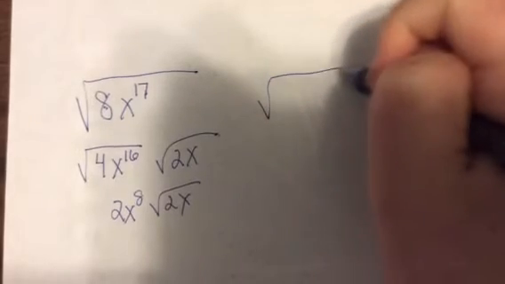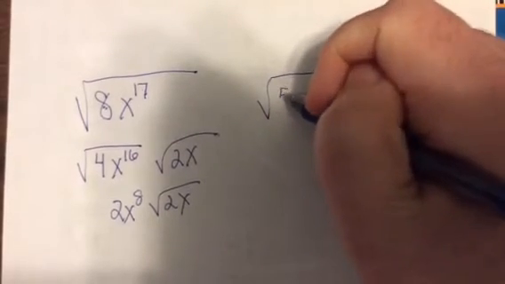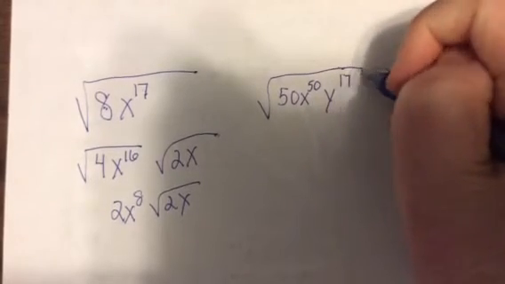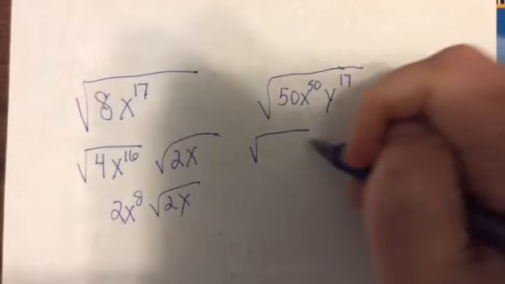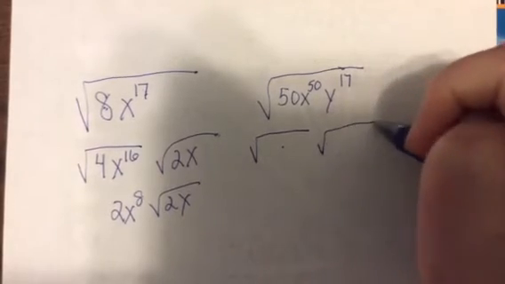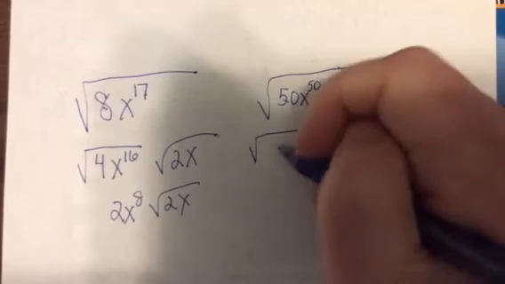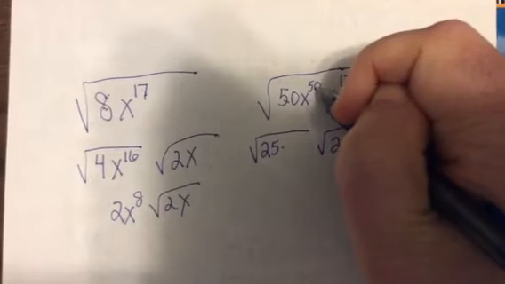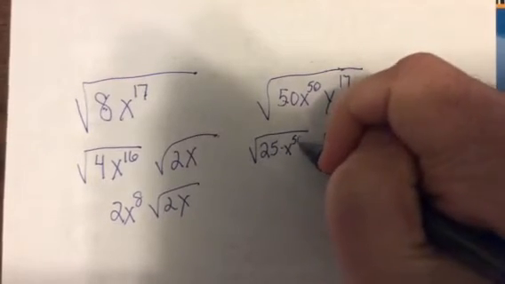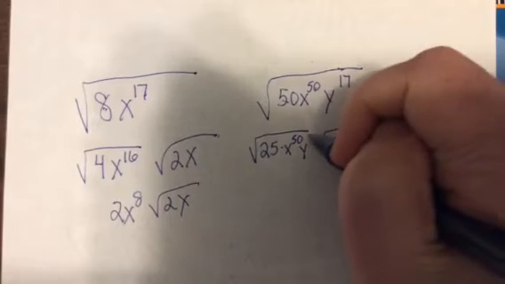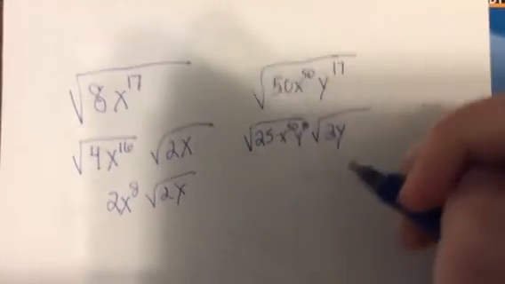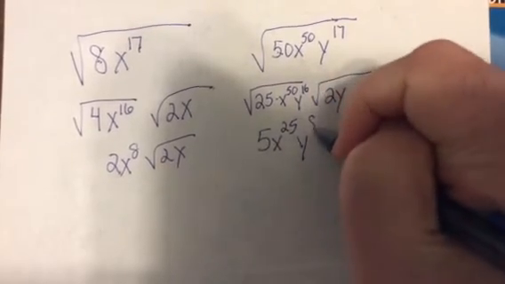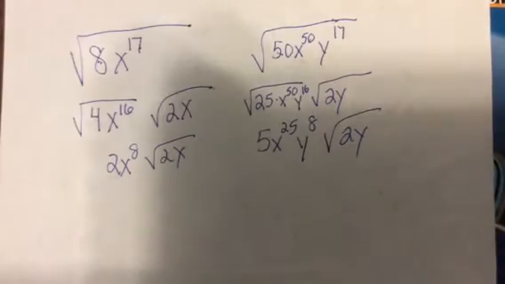So if I said, what's the square root of 50x to the 50th, y to the 17th? You'd say break it up into two parts. The part that's the perfect square and then the part that's left over. What perfect square goes into 50? Well, that's 25, and 2 left over. This power is even, so I can use it. This one is not even, so I break it up, y to the 16th, and put the y in there. So this would be 5x to the 25th, y to the 8th, square root of 2y.